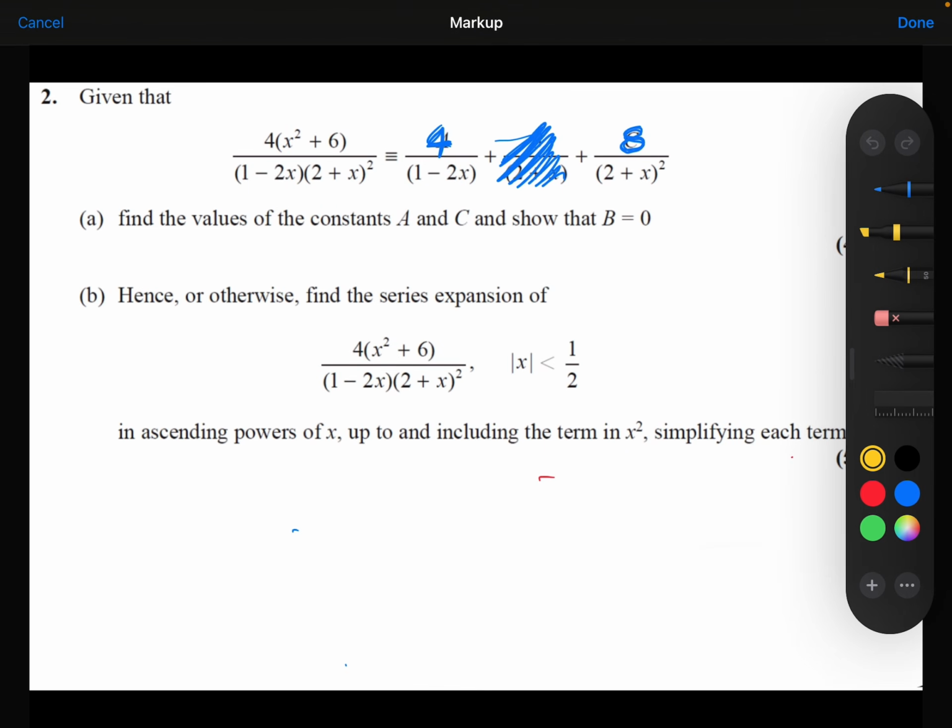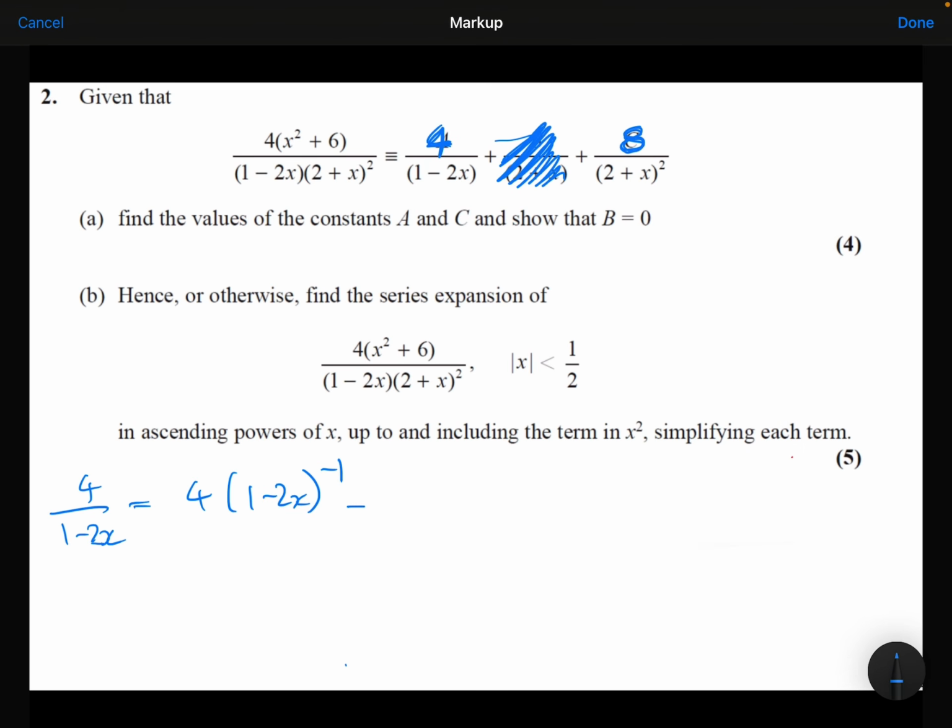Right, so let's start with that first. The 4 over 1 minus 2x. Now I could rewrite that as being 4 times the 1 minus 2x to the power minus 1. Now I can use the binomial formula for this quite easily because I've got the 1 there, which is what I need. So my n is minus 1 and my x is minus 2x. So leave the 4 there for now.